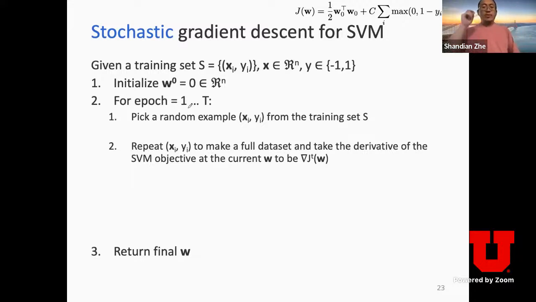Then I repeat this single example, x_i, y_i, many, many times to fake a data set. This data set needs to have the same size as the original data set. For example, the original data set S might have 1 billion training examples, and here we randomly pick one example and duplicate it 1 billion times. So I fake a data set of the same size as the original data set.